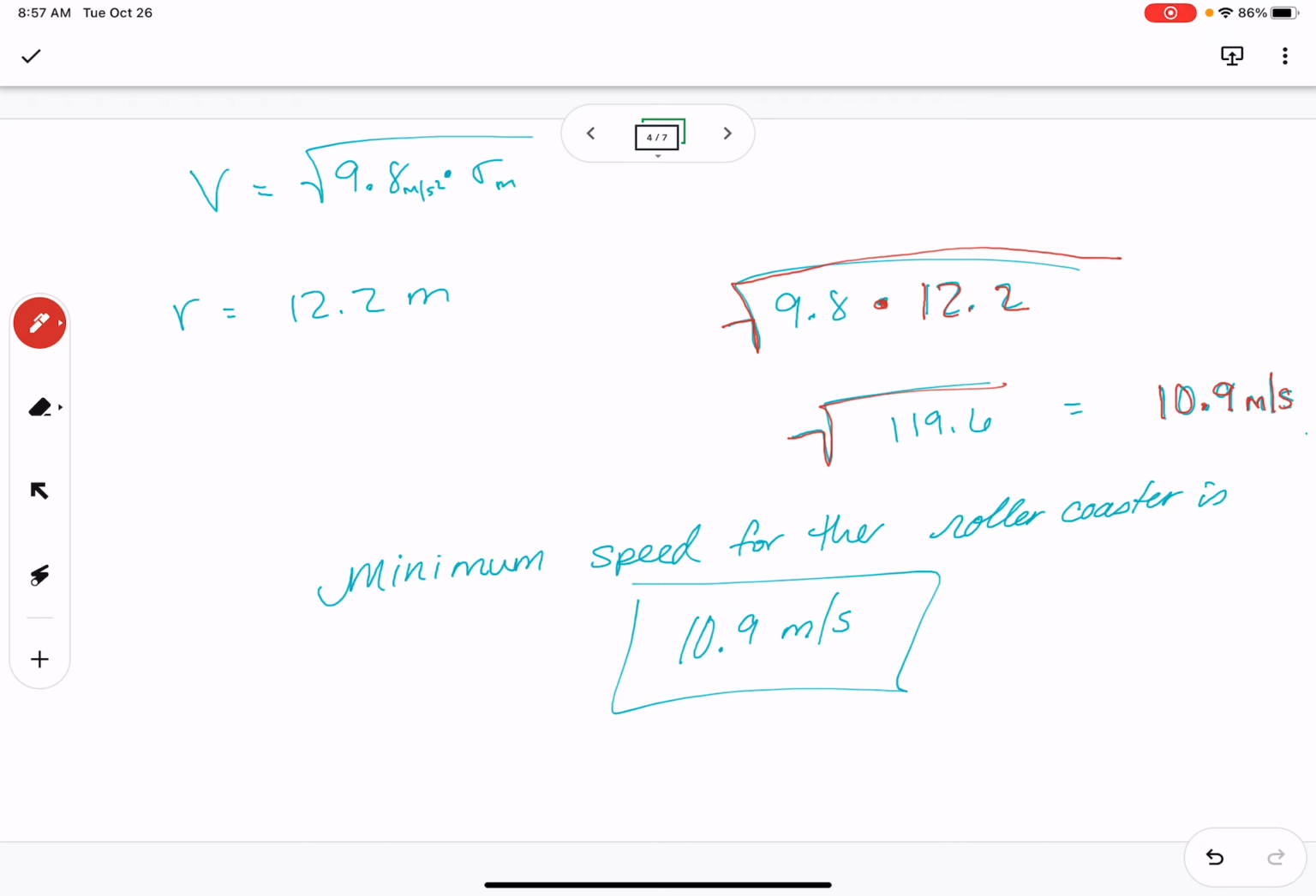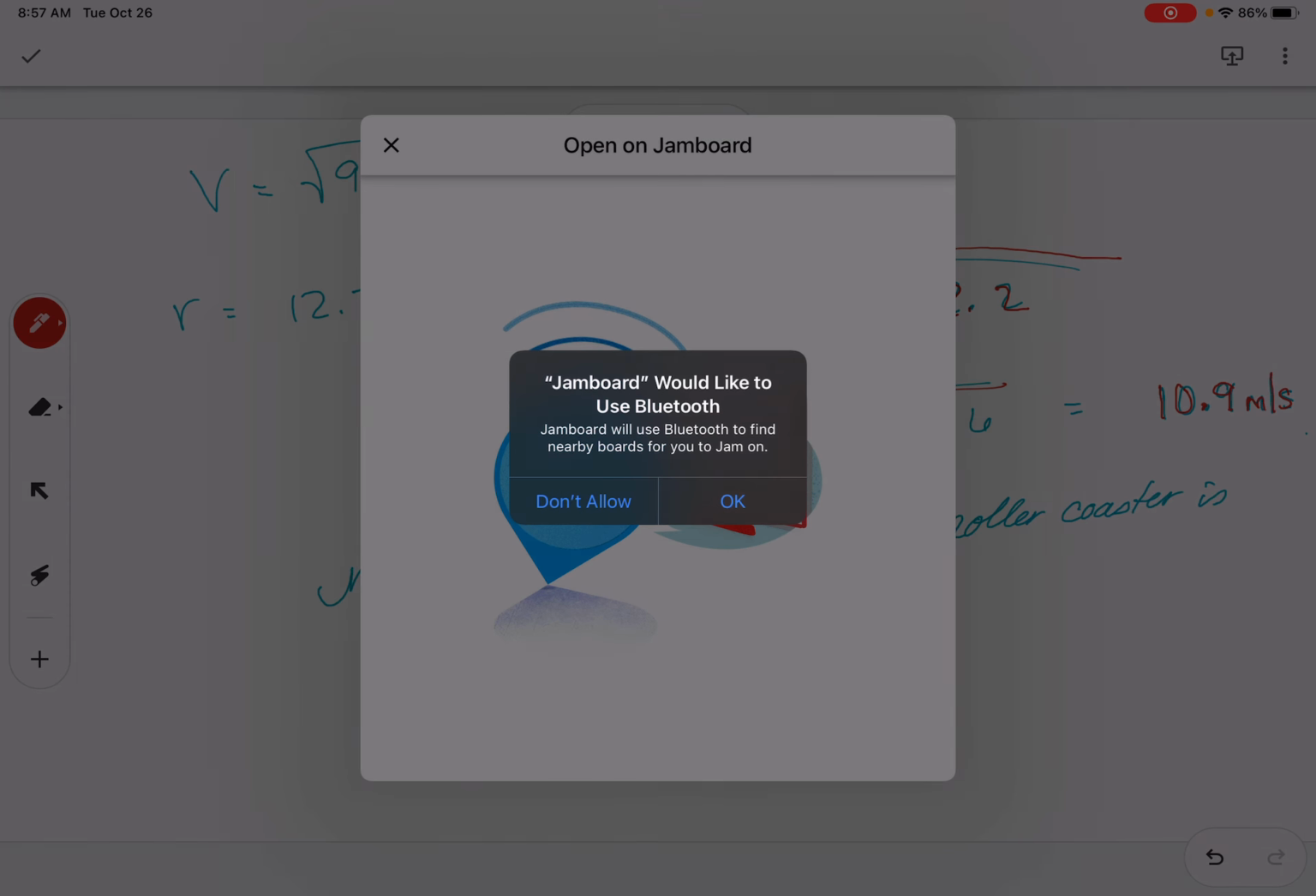Now, there is a question like this on the honors addendum, so you do want to make sure you review this and know how to calculate a minimum speed.